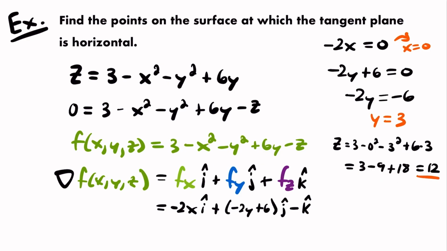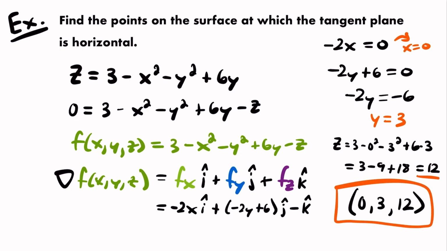All right, and so that would be the z-coordinate, which means altogether, the only point on this surface where the tangent plane is horizontal is the point (0, 3, 12). That is the answer to this example. Let's take a look at another like this one.